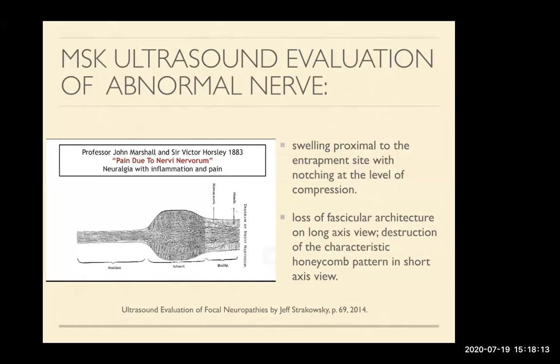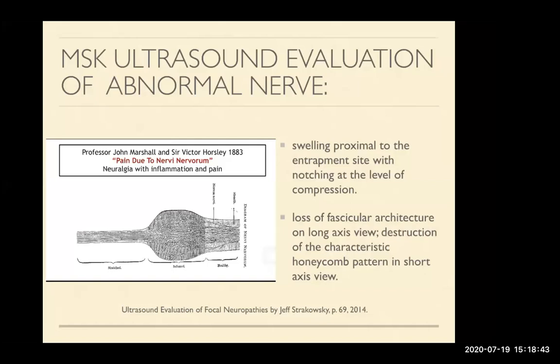Usually, this is a very good representation here. This is by Professor John Marshall and Sir Victor Horsley in 1883. He identified the nerve abnormality by saying that there is an area which is constricted, so that area is just where the stretched part is, and then the one that is inflamed is characterized by a swelling. There is a hypoechoic swelling.